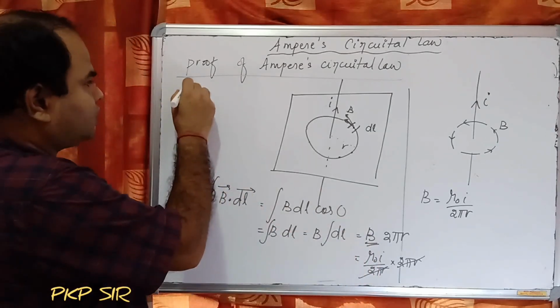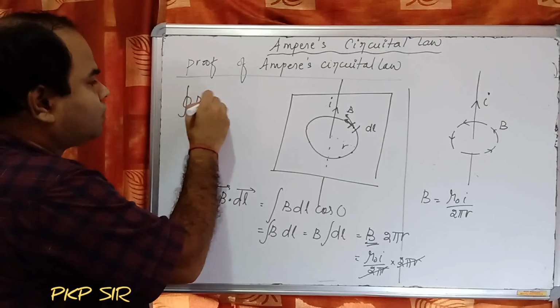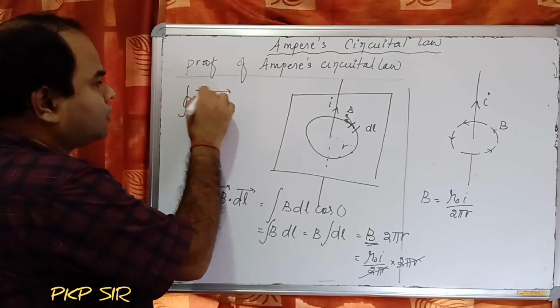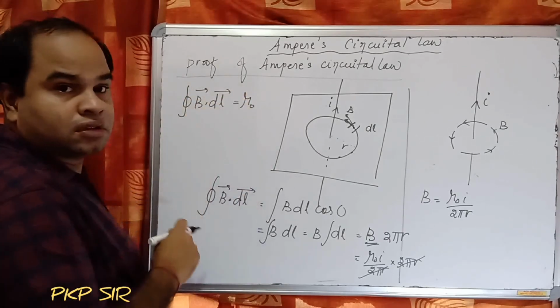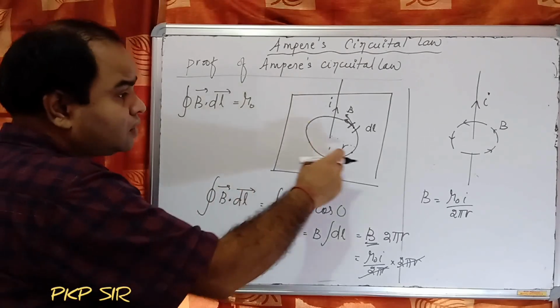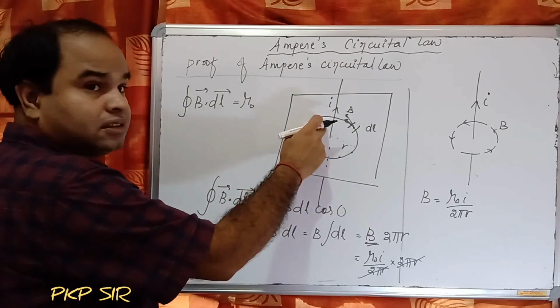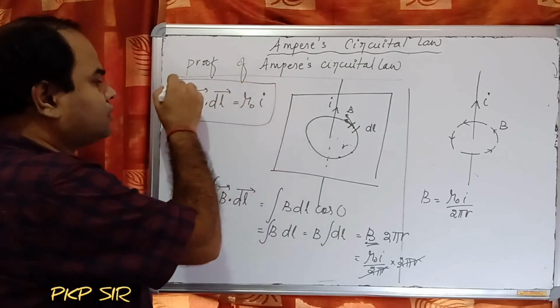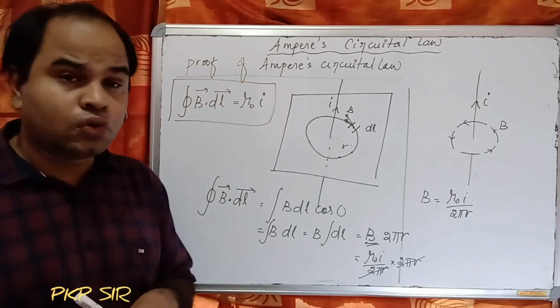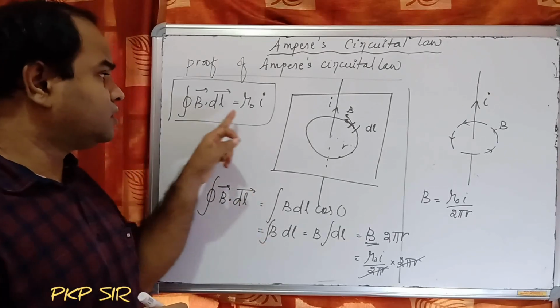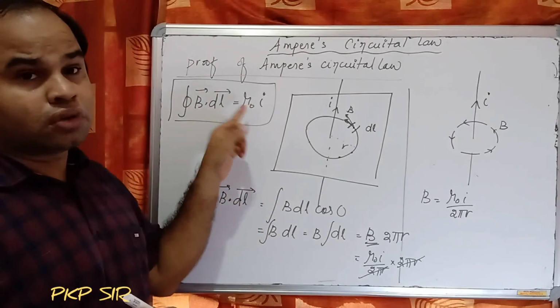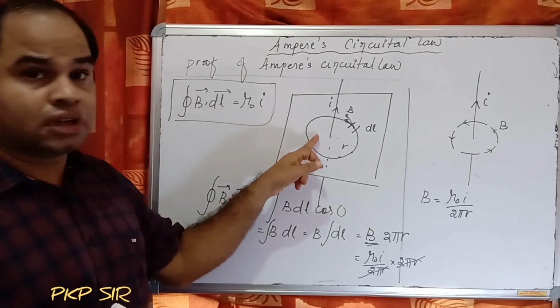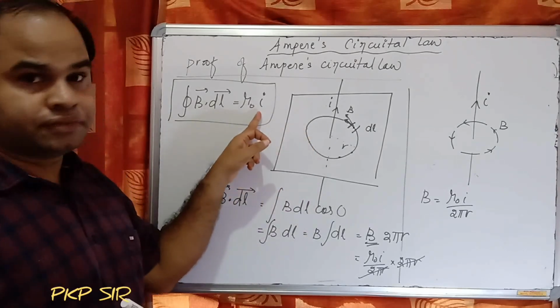So it is proved that the integration of B dot dl is equal to mu naught times the current enclosed in the circuit, which is I. So mu naught I. It is proved that the closed line integral of magnetic field is equal to mu naught times the total current flowing through the closed line, that is I.